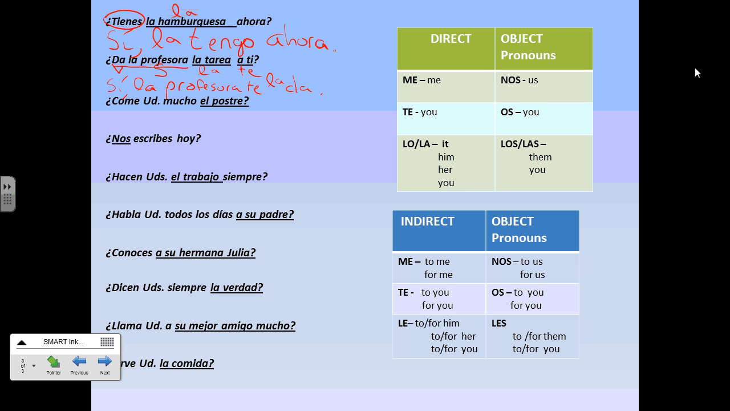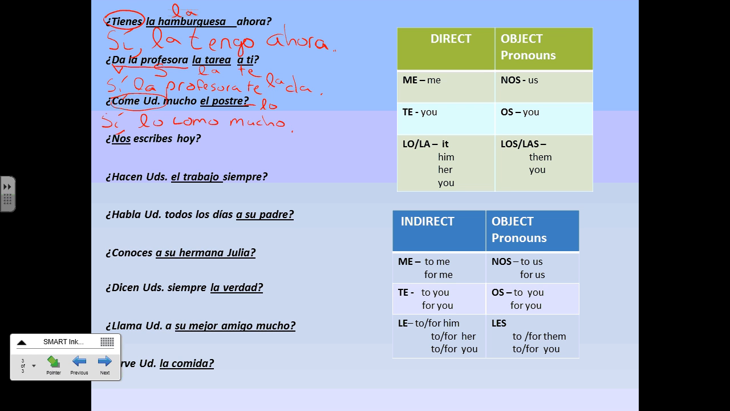Come usted mucho a postre? The first thing here, yes. We're just answering them all, yes. Come usted? That is in the you form. Even if it's usted, it answers the same way. Do you eat a lot of desserts? Yes, I eat. El postres lo mucho.